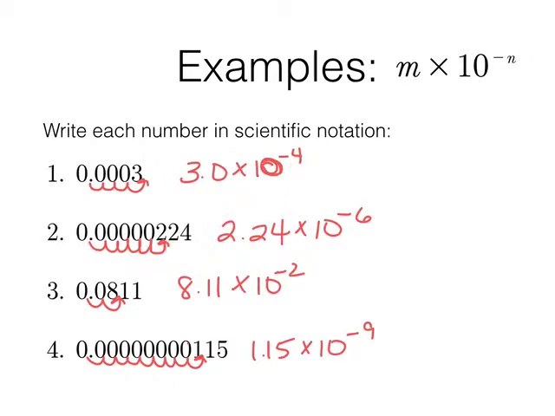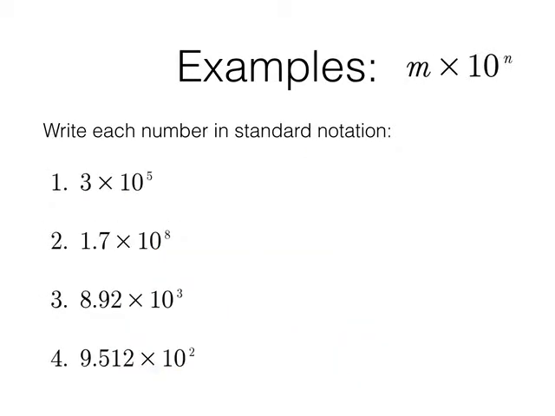Here we had to move it 6 times, so 2.24 times 10 to the negative 6. Here we moved it 2 places, so 8.11 times 10 to the negative 2. And here, 9 places, 1.15 times 10 to the negative 9th power. Now we're going to go the other direction. I give you standard, I give you scientific, you give me standard. So have at it, pause it, and here come the answers.